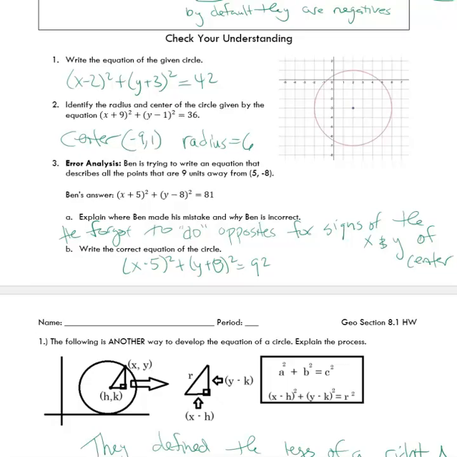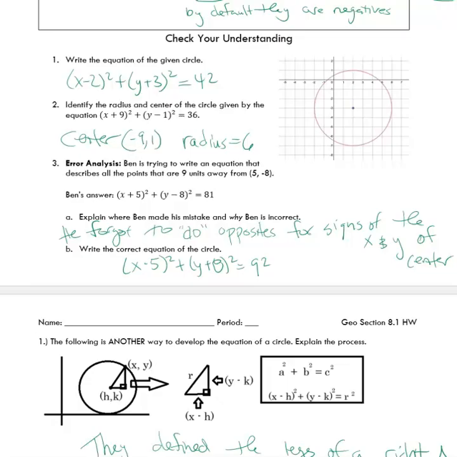Identify the radius and the center of the circle given by the equation. Well, it is a positive 9 and a negative 1. So remember, it's the opposite of what you assume. So it's actually a negative 9 and a positive 1. And then the radius is not 36. 36 is if the radius was squared. So the radius is going to be 6.